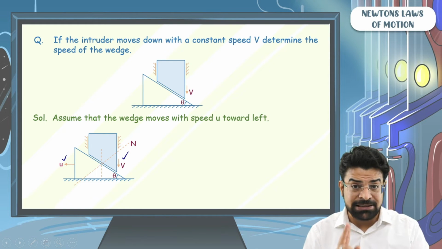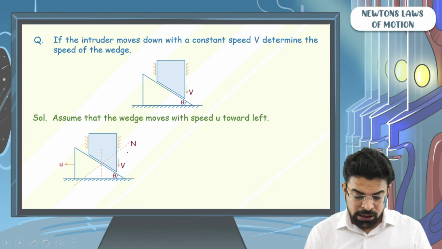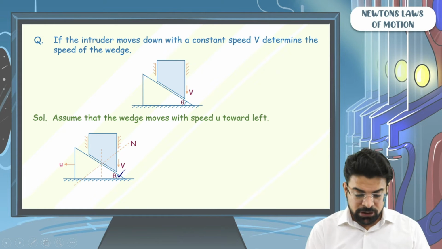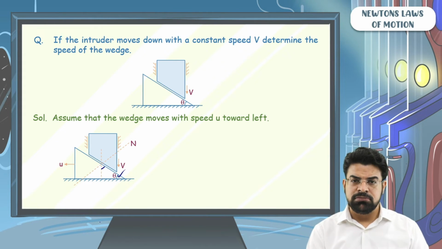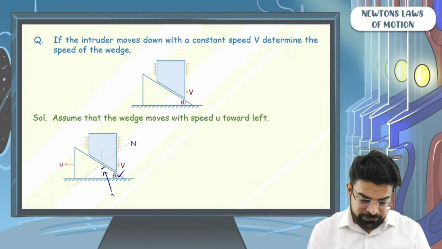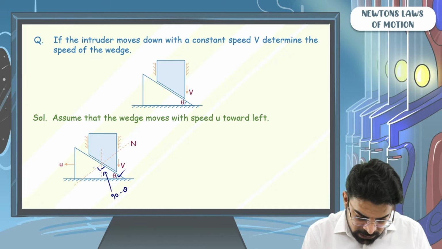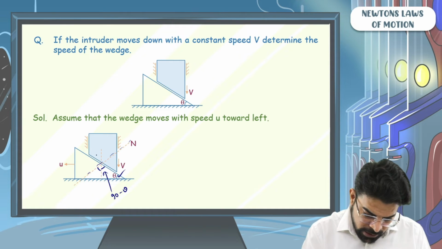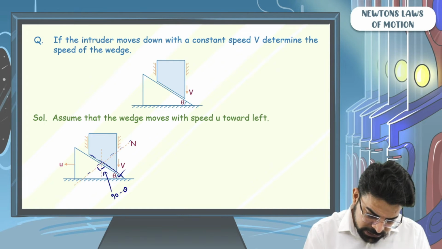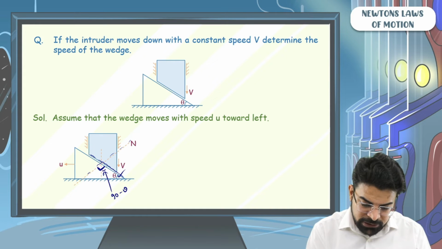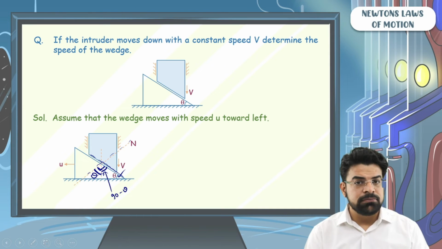See, it is simpler than it appears. This angle is theta. Yes, sir. So what will be this angle? This will be 90 minus theta. Right? So what will be this angle? Sir, this is normal and this is the surface. Yes. So this whole angle has to be 90. So if this angle is 90 minus theta, then this remaining angle has to be theta.